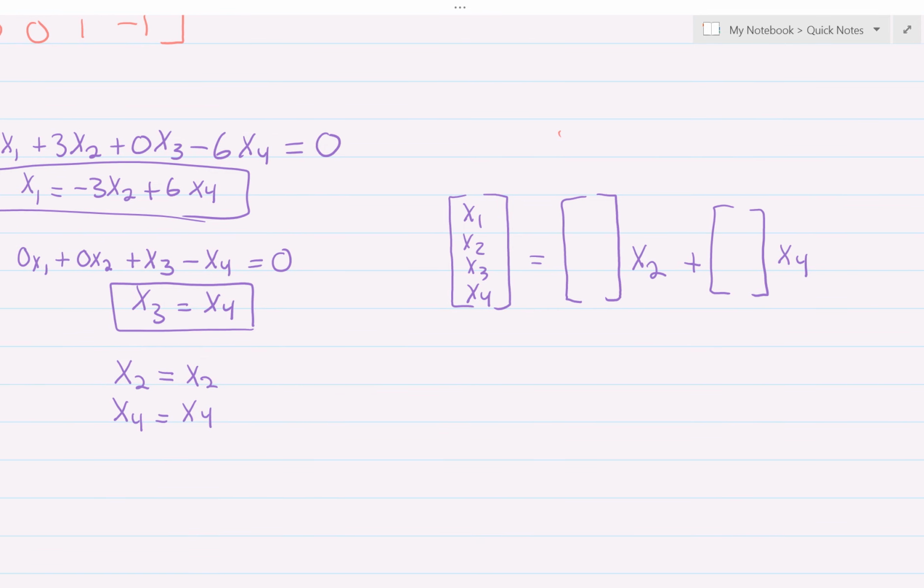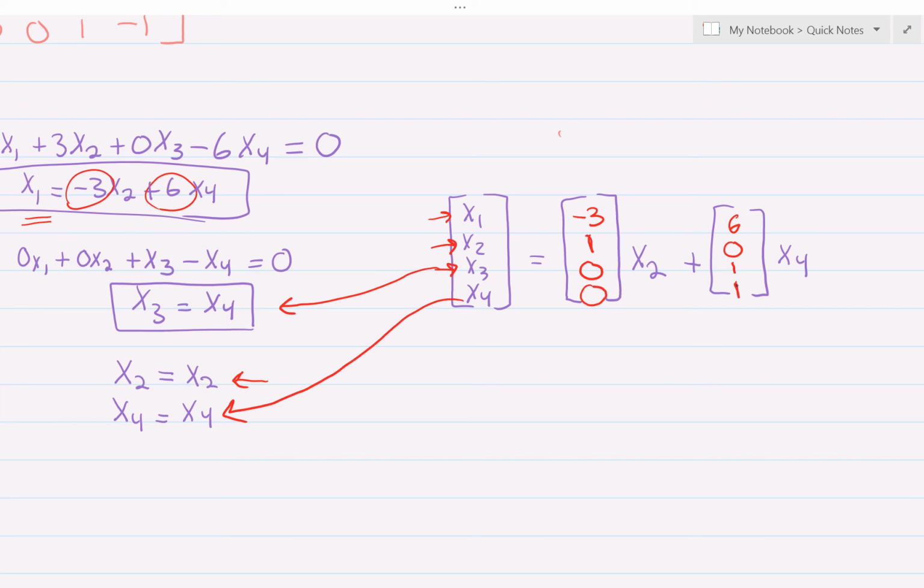So in this case, we know that x1 equals negative 3x2, that's coming from here, plus 6x4. So we write them in the corresponding locations. The next one is x2, and we know that x2 simply equals itself. So we give a coefficient of 1 for x2 and a coefficient of 0 for x4. Moving on to x3, x3 simply equals x4, so we put 0 for x2 and a coefficient of 1 for x4. And x4 equals itself, so again a 0 for x2 and a 1 for x4.